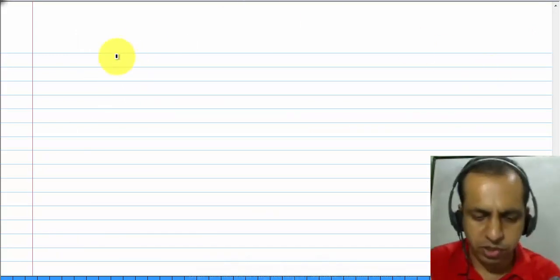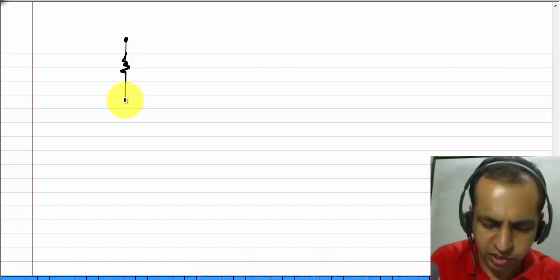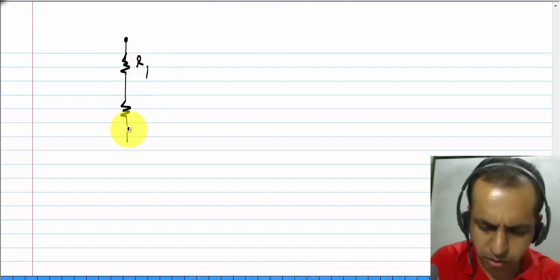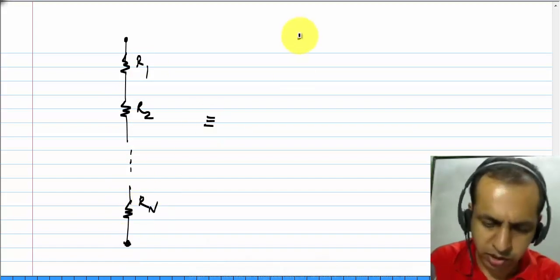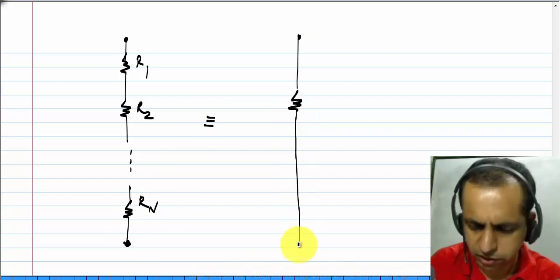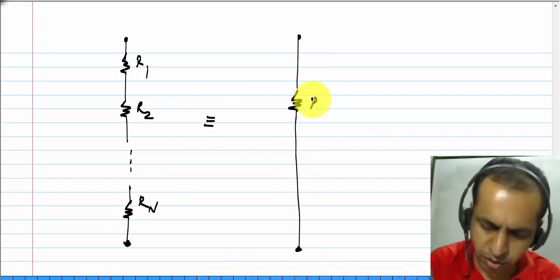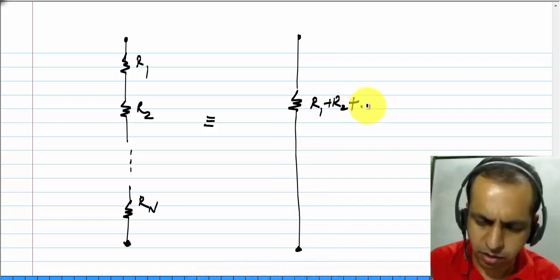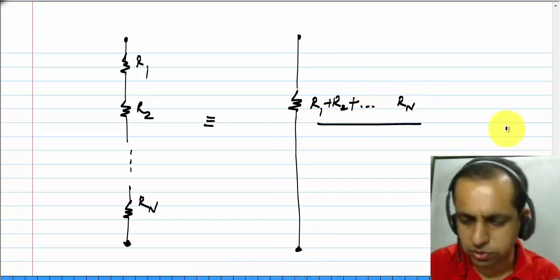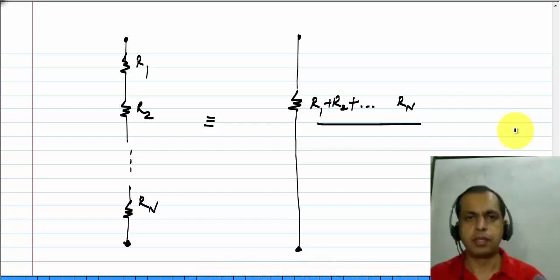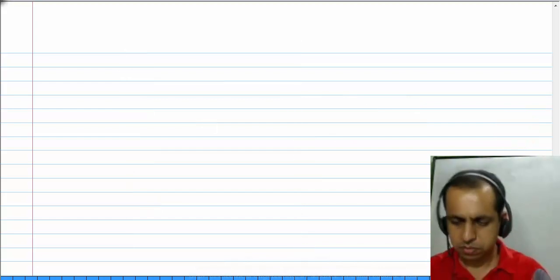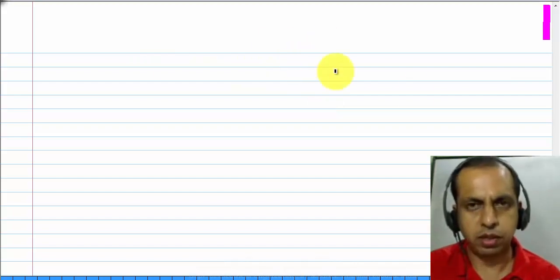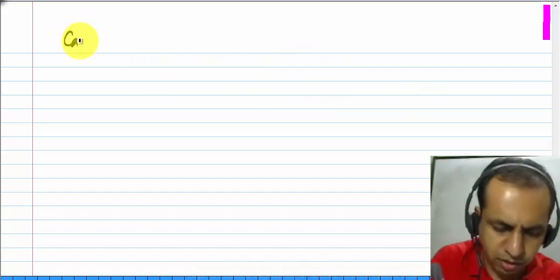And from this, it's pretty obvious that if you have n resistors in series, R1 through Rn, the whole thing simply is equivalent to a single resistor whose value is the sum of resistances. Okay. So next we'll look at capacitors in series.